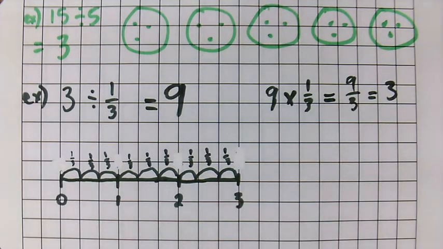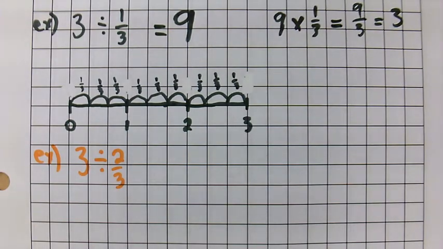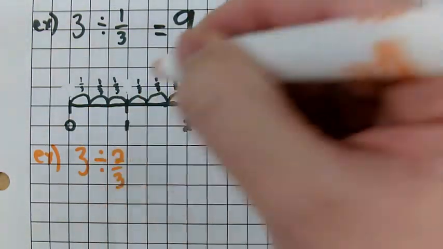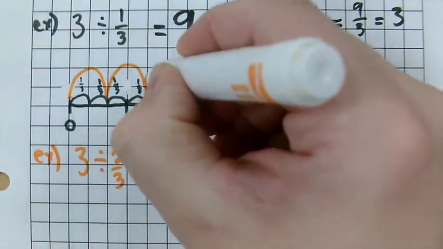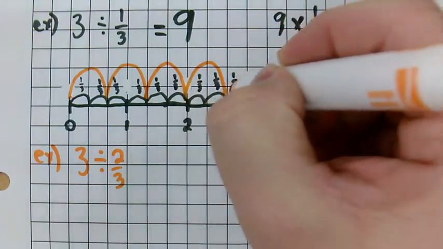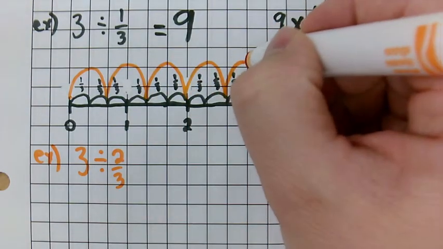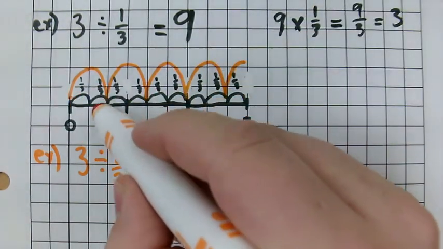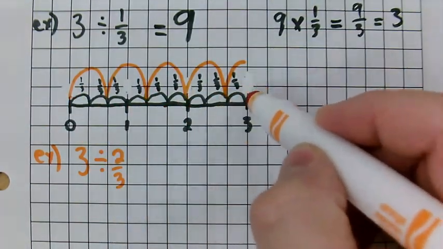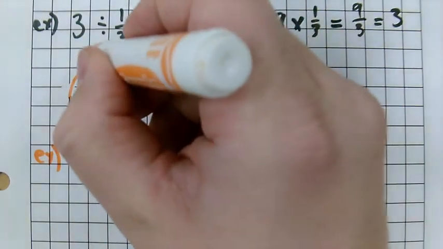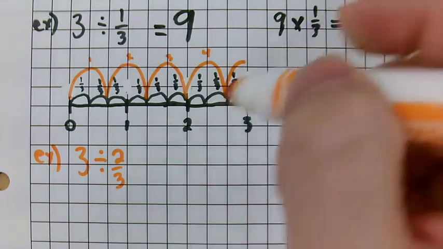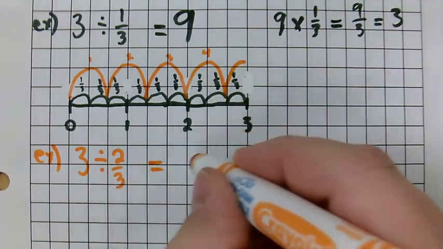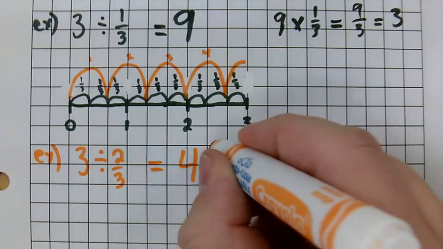What if instead we wanted to go 3 divided by 2/3? So what we're going to do here is jump up by 2/3 until we get to 3. So we're going to go once, twice, 3 times, 4 times. Oh, only halfway there. Notice that we're jumping up by 2, 2, 2, 2, and there's half. So that means that our answer would be 1, 2, 3, 4, and then a half jump, right?